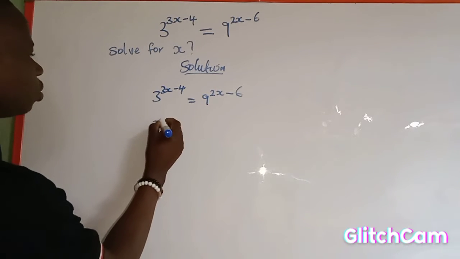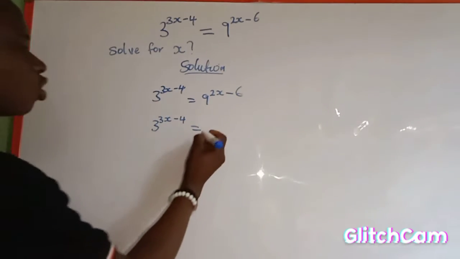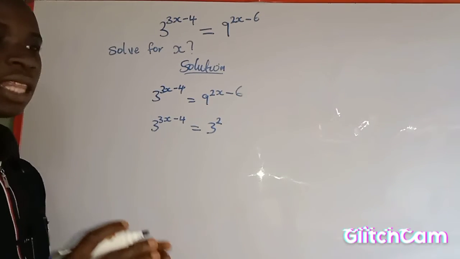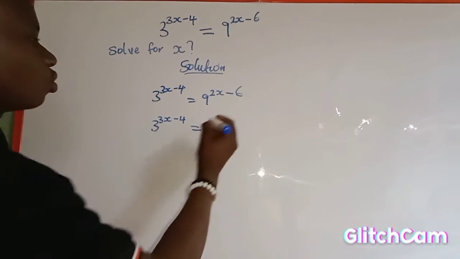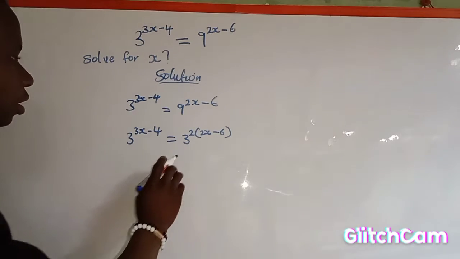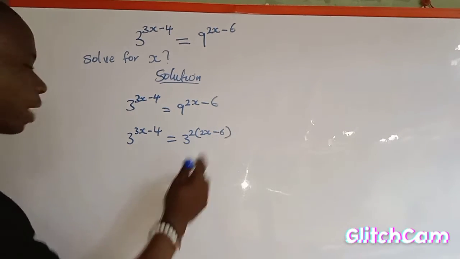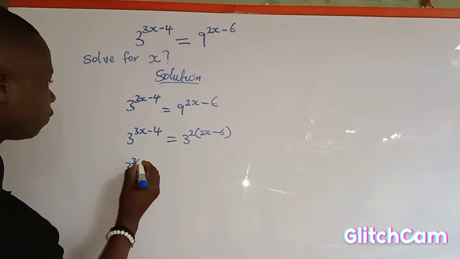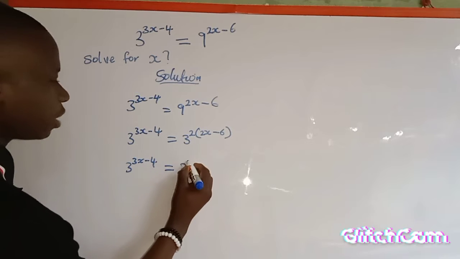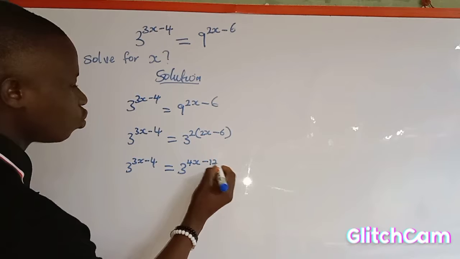So I have 3^(3s−4) = 9. 9 can also be written as 3 to the power of 2, because 3 squared is 3 times 3, which gives us 9. So (3^2)^(2s−6). Since 3 is to the power of 2 outside this bracket, we are going to use this 2 to open the bracket. So I'll have 3^(3s−4) equal to 3 to the power of, then 2 multiplied by 2s, I'll have 4s, then 2 multiplied by 6, I'll have negative 12.